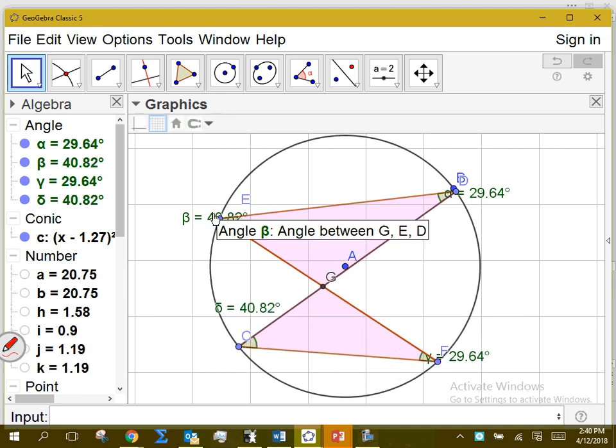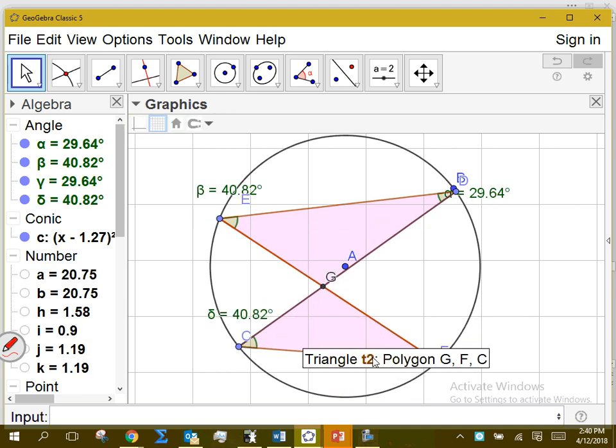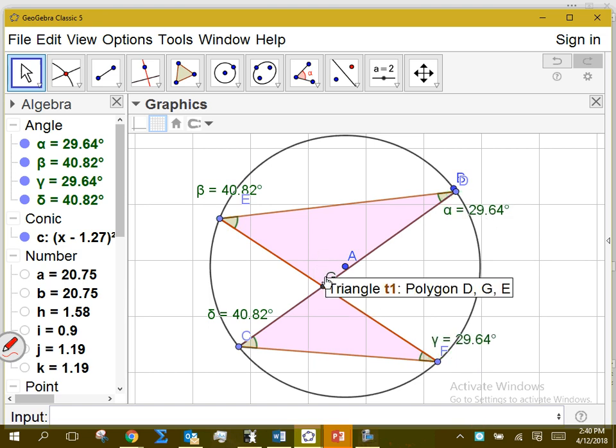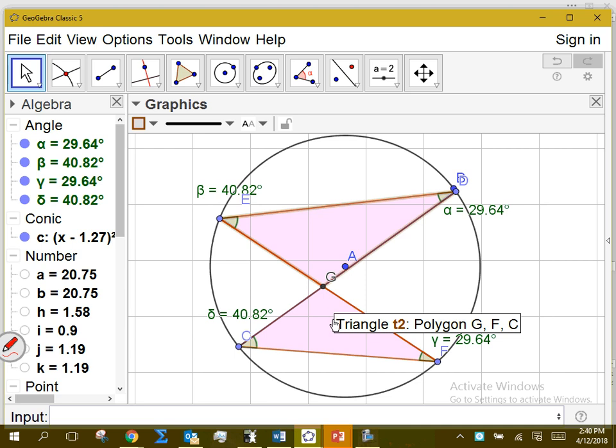We're going to have 40.82, 40.82, 29.64, 29.64, and then our vertical angles. So what is the relationship between those two triangles? Let me ask you that.